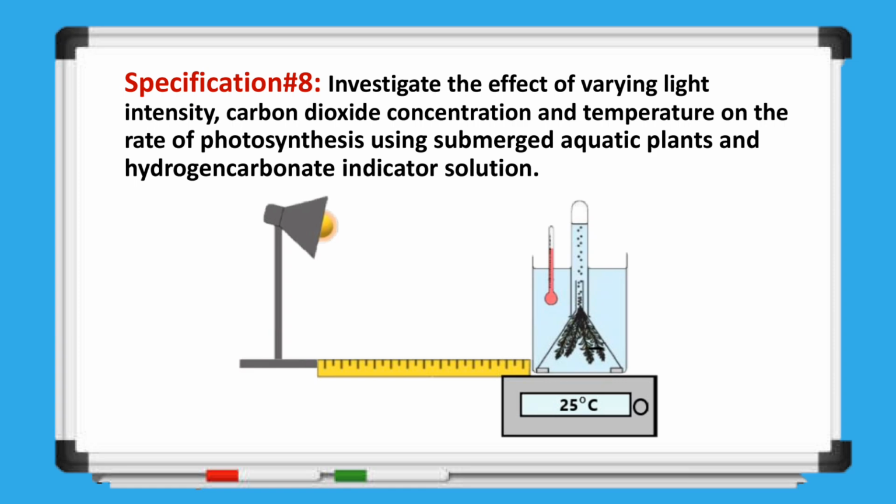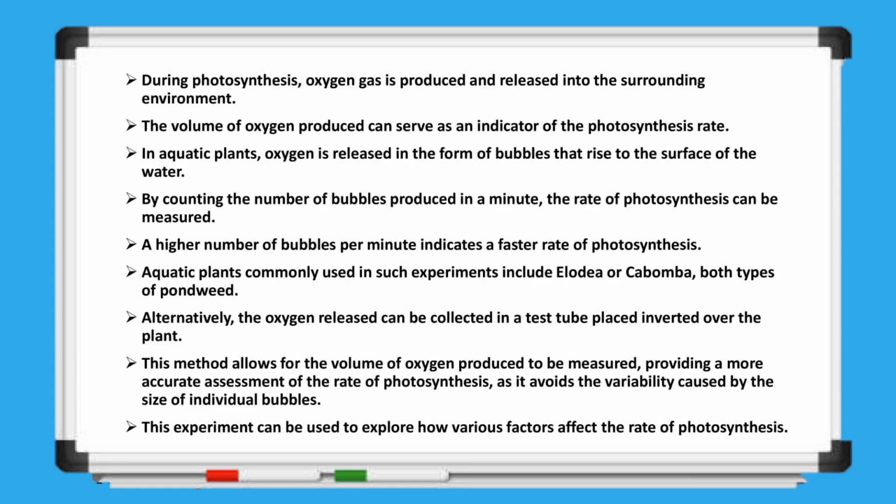The diagram here shows the setup we'll use, including a lamp, a test tube with the submerged plant, and a thermometer. So let's begin. We already know that during photosynthesis, plants release oxygen gas into their surroundings, right? Now, here's something interesting: the amount of oxygen produced can actually tell us how fast photosynthesis is happening.